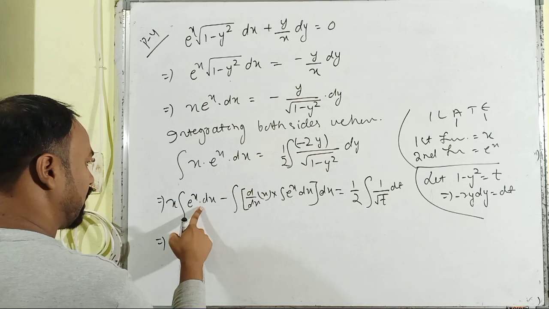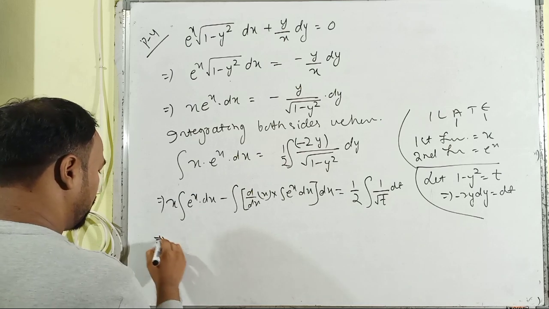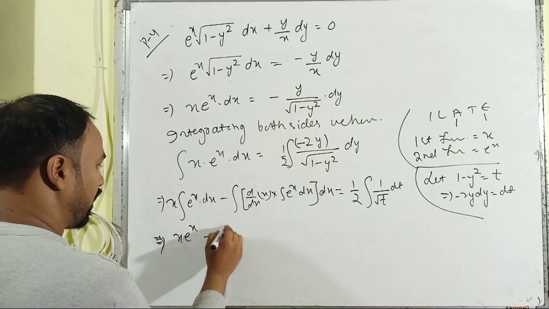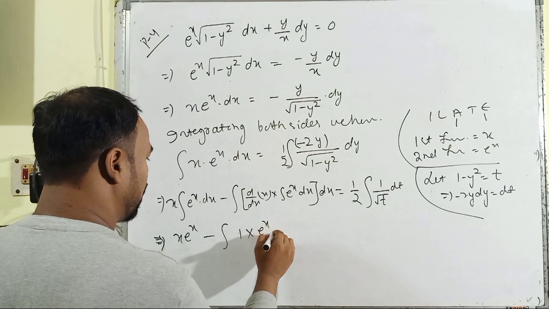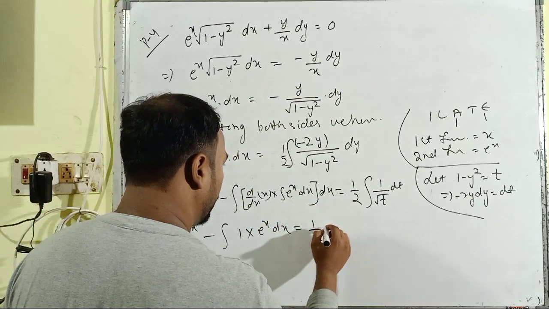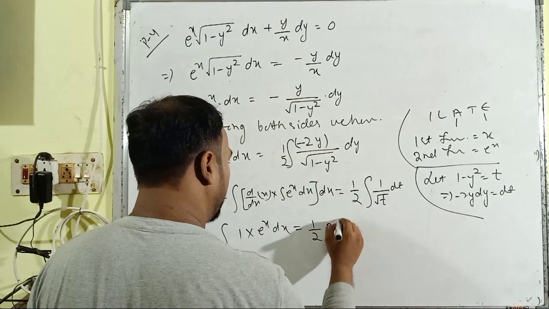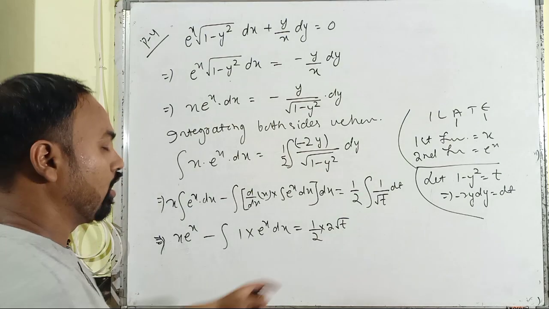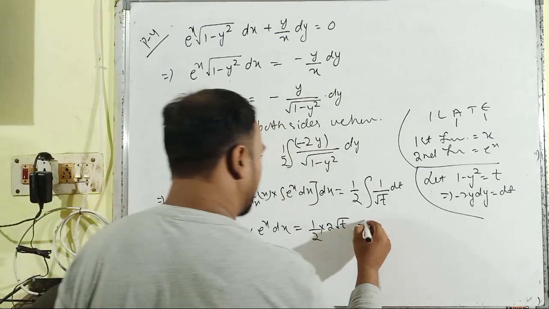Then x times the integral of e to the power x, it is e to the power x, so x into e to the power x minus the derivative of x, it is 1, times the integral of e to the power x, it is e to the power x, then outside dx, then it will be 1 upon 2, it is 2 root t, because the formula of the integral of 1 upon root t with respect to t, it is 2 root t plus any constant, you can take it as c.